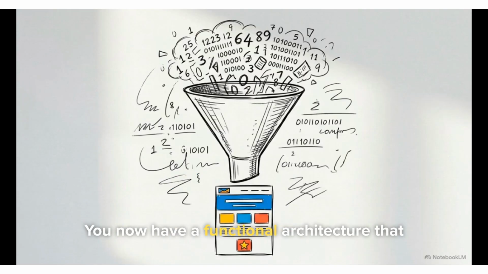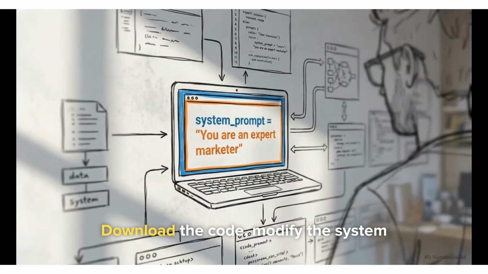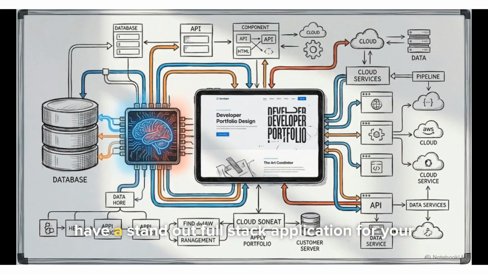You now have a functional architecture that turns raw data into an automated marketing tool. Download the code, modify the system prompts for a different industry, and you will have a standout full-stack application for your portfolio.